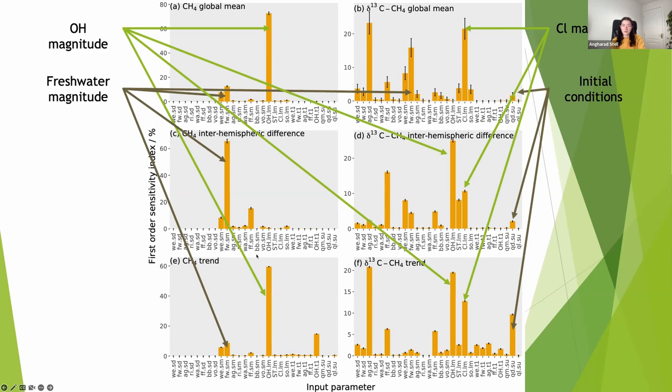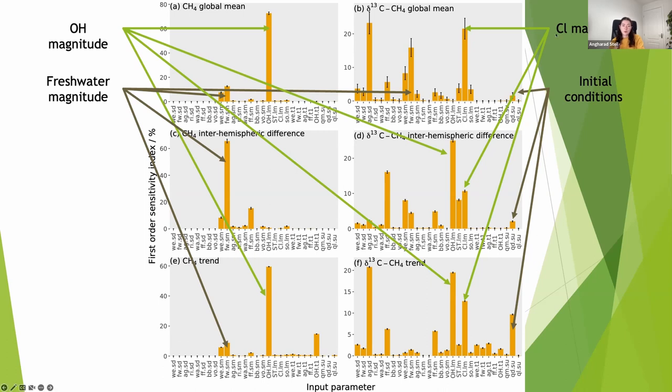It's not very surprising given that it is the largest single term in the methane budget. But we also see other parameters having an important impact. So freshwater emissions, which are really hugely uncertain and often left out of some modeling studies. And on the right hand side with the delta value, we've got loads of different terms here that are contributing to the sensitivity, including those that the mole fraction is insensitive to. So this should be a useful complementary measurement.